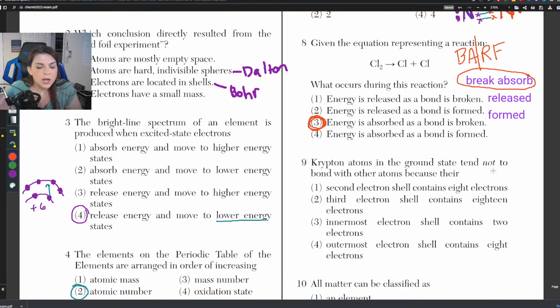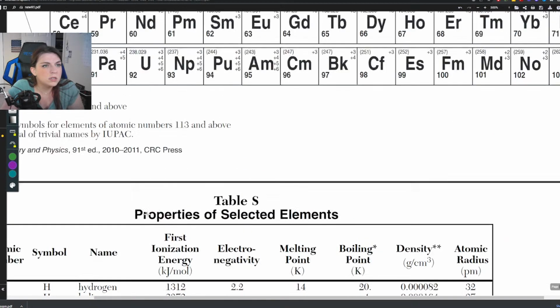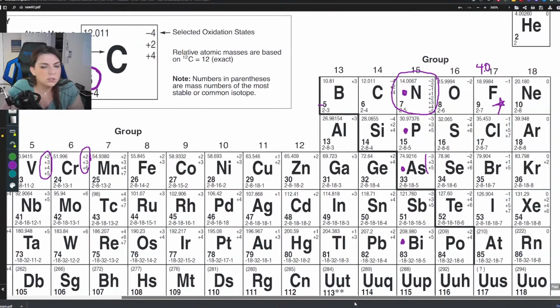Okay, moving on to number 9. Krypton atoms in the ground state tend not to bond with other atoms because they're blank. Okay, let's take a look at krypton. Krypton's number 36? Yes, it is. Okay. We have krypton right here.